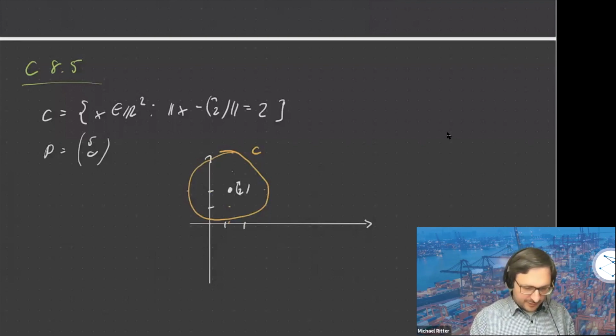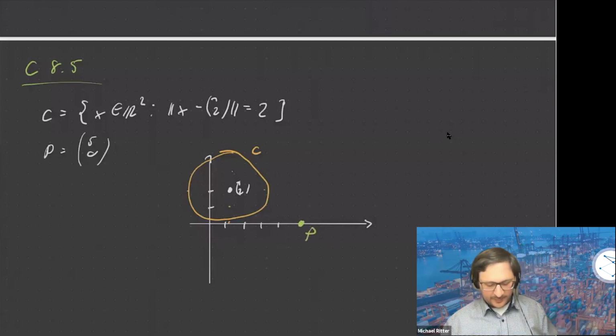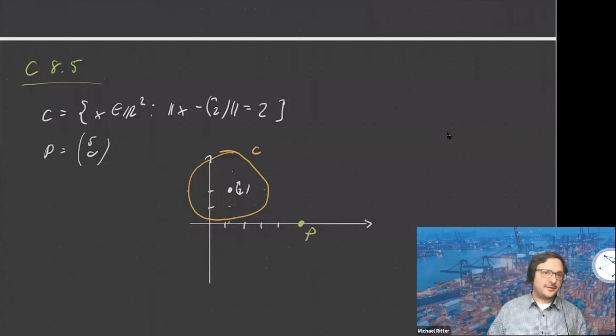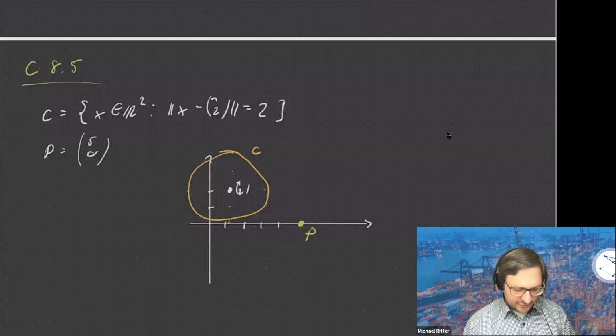And we have a point P. And that point P is here at (5, 0). And we're asking for a point on the circle that is closest to P. Okay, so intuitively, the right solution should be somewhere there. Yeah, on that line, as close as possible to P. And let's see if we can also find that out computationally using the method of Lagrangian multipliers.